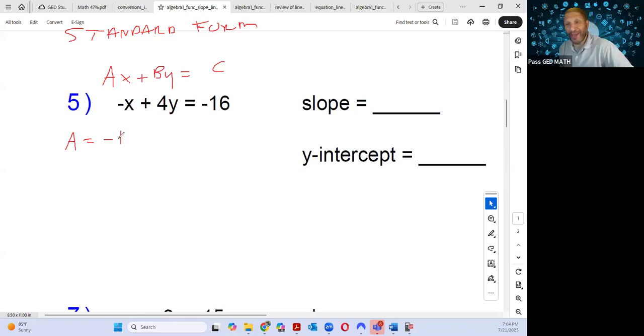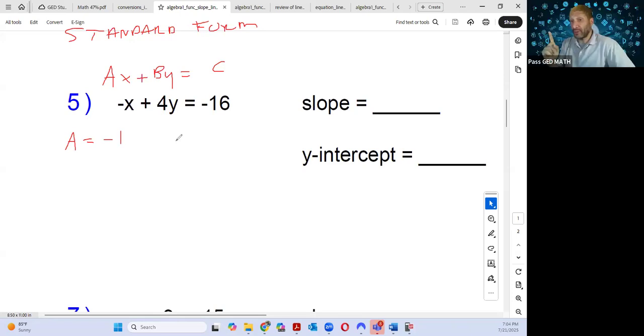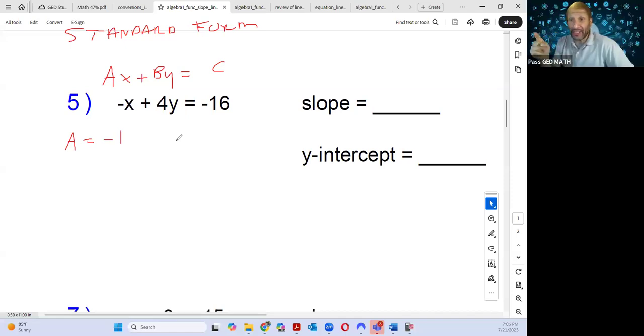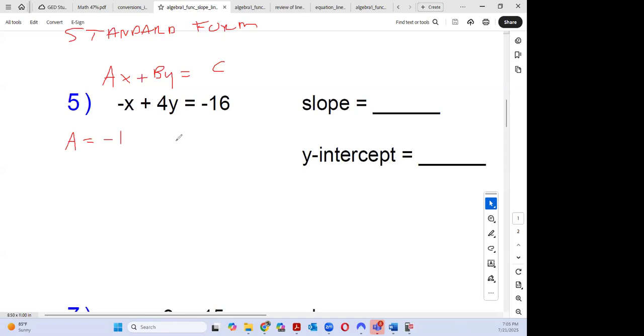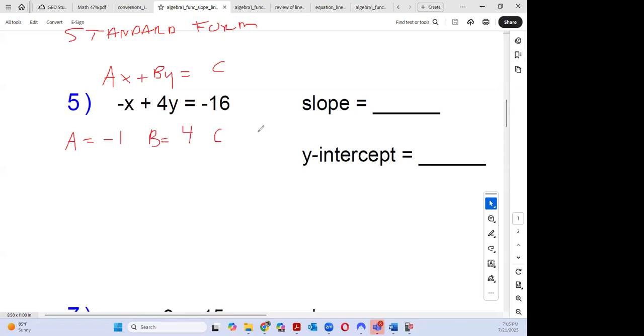But what's important, that's the mistake that people make. When they don't see a coefficient, they don't know how to identify what A is. Understand, if you do not see a number, a coefficient in front of the variable, there's a 1. So A is -1. B is what, Carlos? 4. C is what? Negative 16.